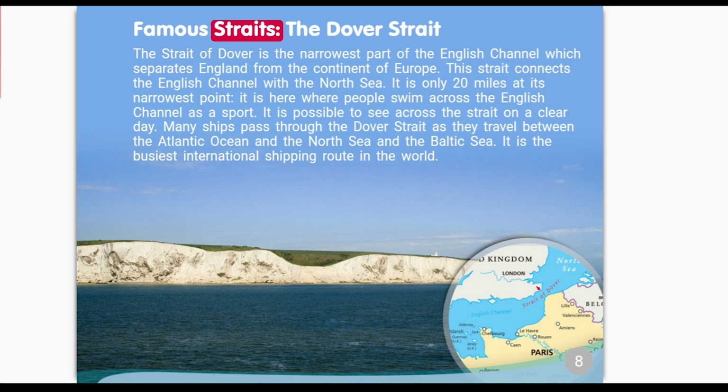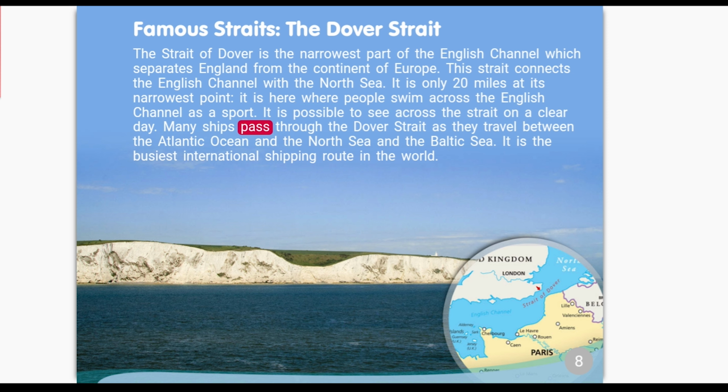Famous straits. The Dover Strait. The Strait of Dover is the narrowest part of the English Channel, which separates England from the continent of Europe. This strait connects the English Channel with the North Sea. It is only 20 miles at its narrowest point. It is here where people swim across the English Channel as a sport. It is possible to see across the strait on a clear day.